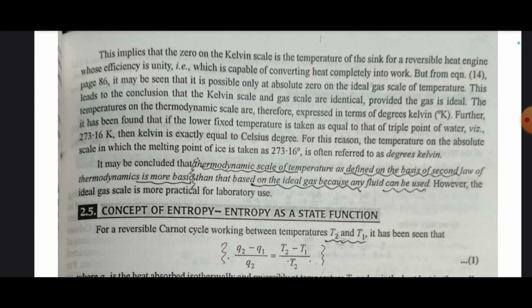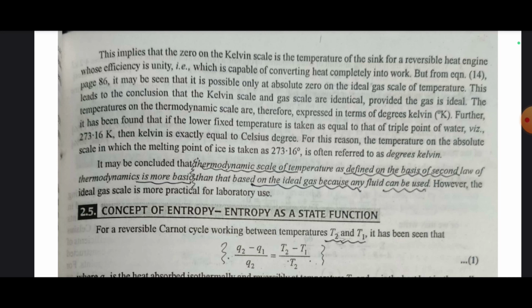But from equation 14, it may be seen that this is possible only at absolute 0 on the ideal gas scale of temperature. This leads to the conclusion that the Kelvin scale and gas scale are identical, provided the gas is ideal. The temperatures on the thermodynamic scale are therefore expressed in terms of degree Kelvin.